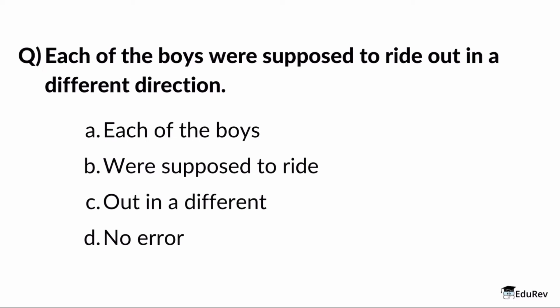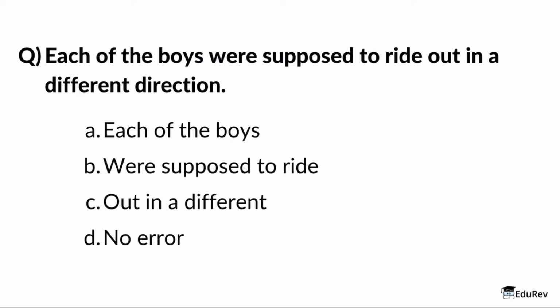First one we have here is, each of the boys were supposed to ride out in a different direction. Now as you can see, the statement is divided into 3 parts. The first part is each of the boys. The second is were supposed to ride. Third is out in a different. And the fourth option that we have is no error.